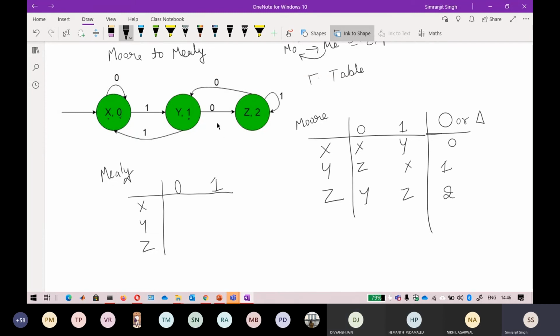Just let me read this. Okay, now just see the transition table here. X on 0 is staying at X. Okay, so X on 0 is staying at X. See the table here. One of the easiest steps is just to write the table as it is: X, Y, Z, X, Y, Z.